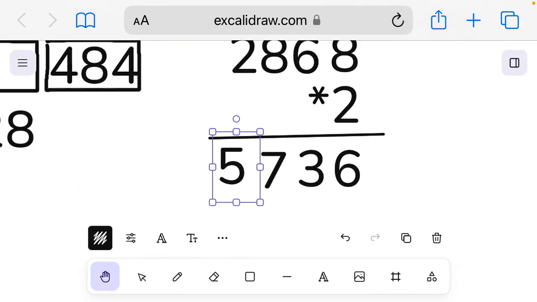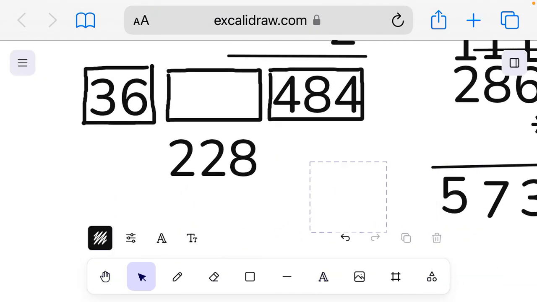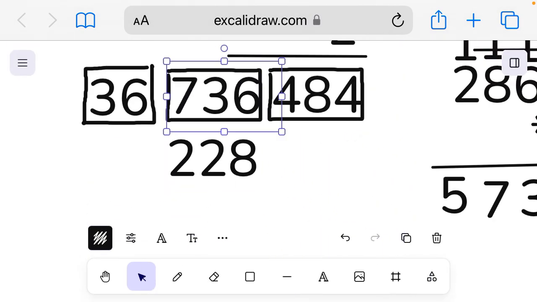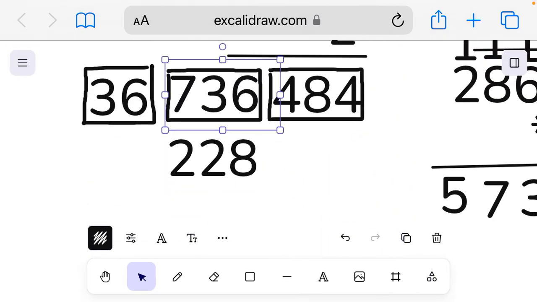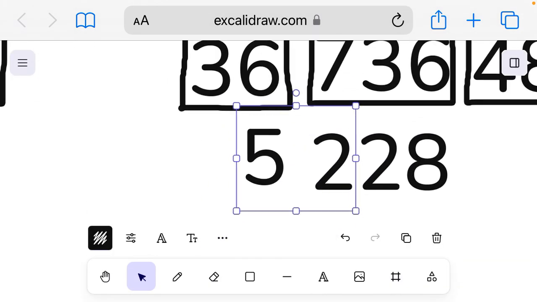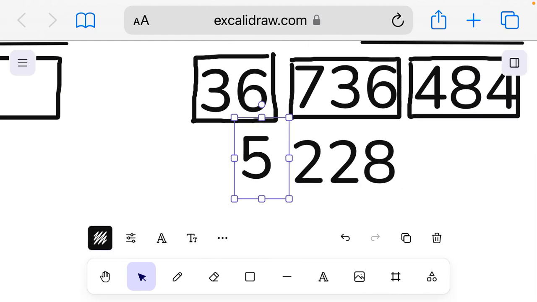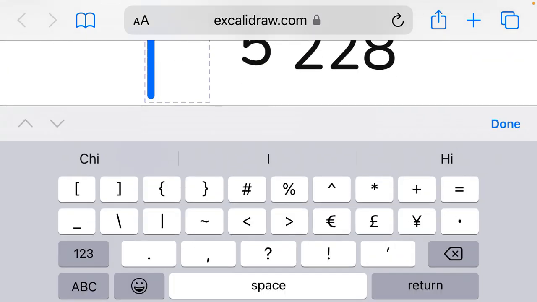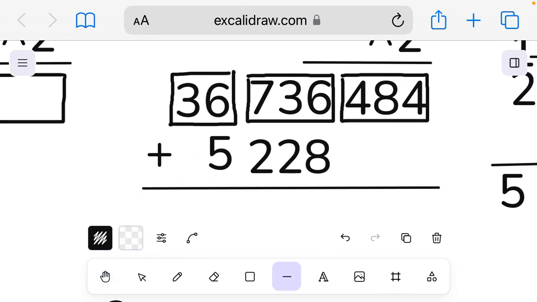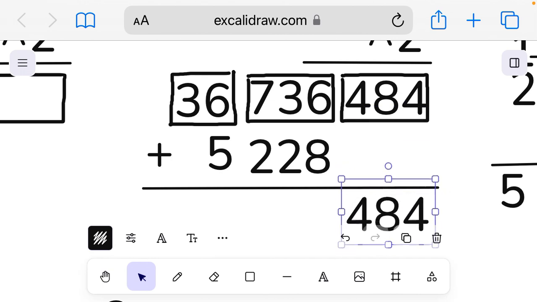So you have to keep the 736 in the middle box. And then you bring the 5 under the middle box. And then now you have to add the results up. Bring the 484 since it's not being added, and then you have to add the results up.